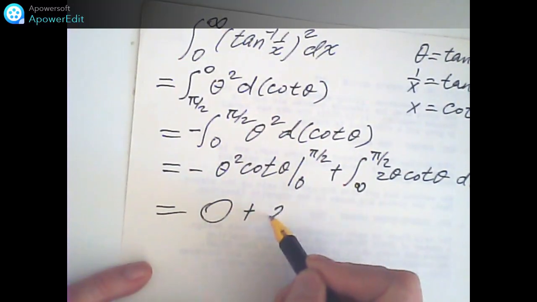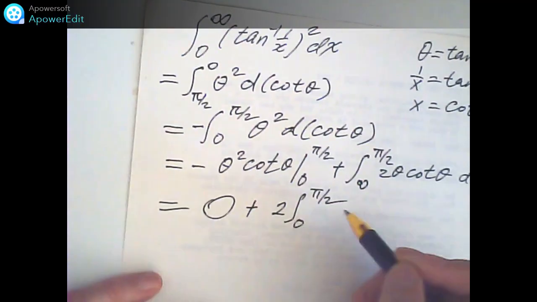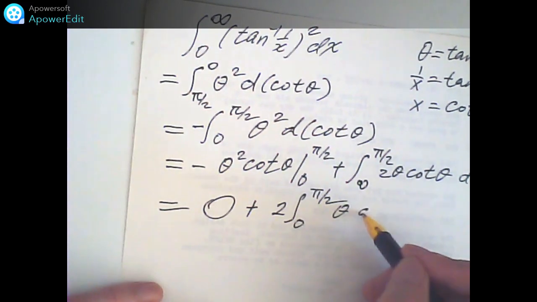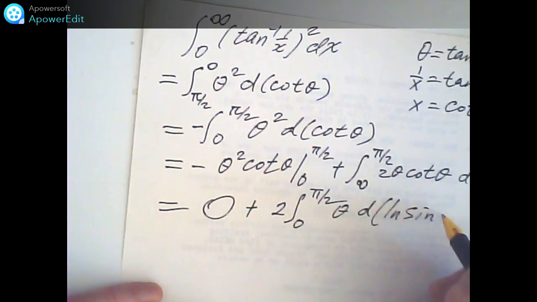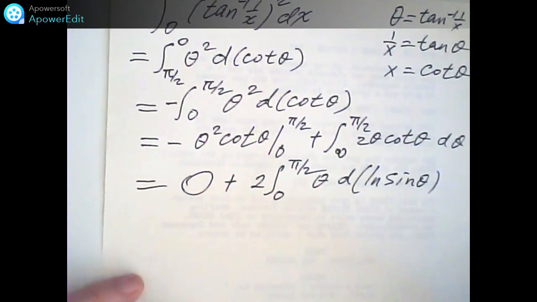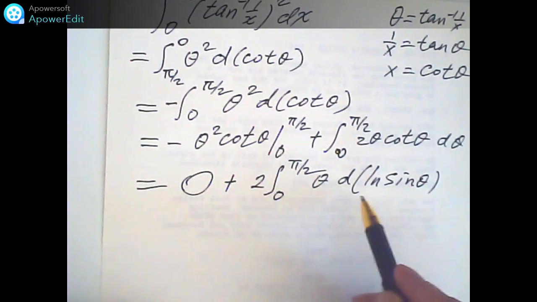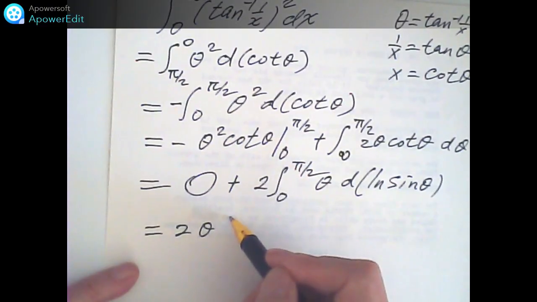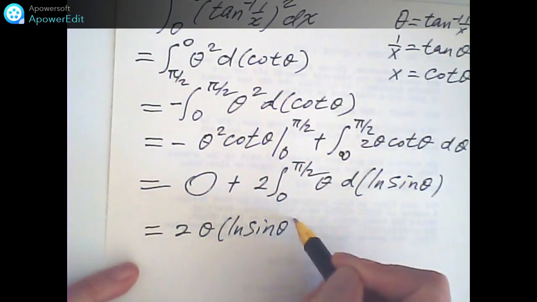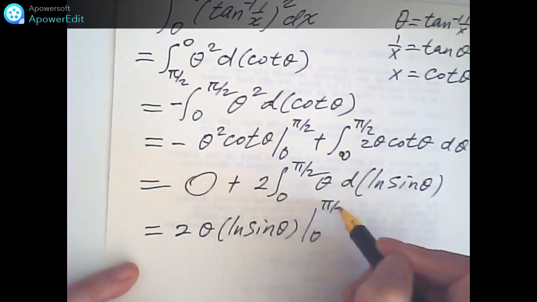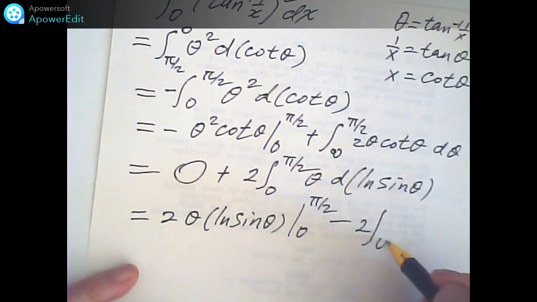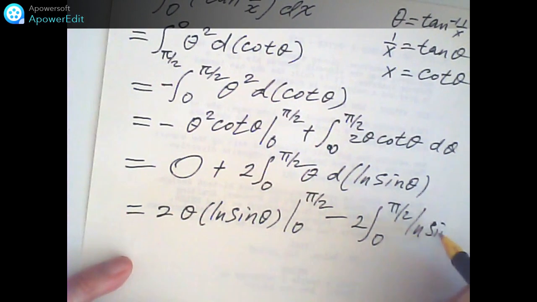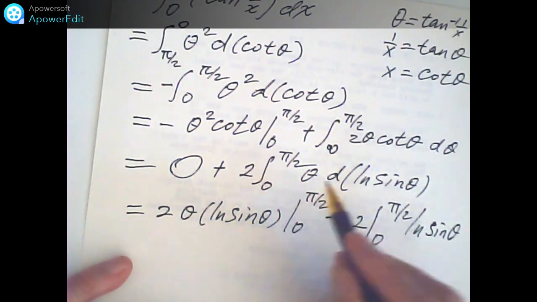And plus 2 integral cotangent theta d theta, which is d log sine theta, isn't it? So we can do integration by parts again. This is u, this is v, from 0 to half pi, minus v du. V is log sine theta. Du is d theta.